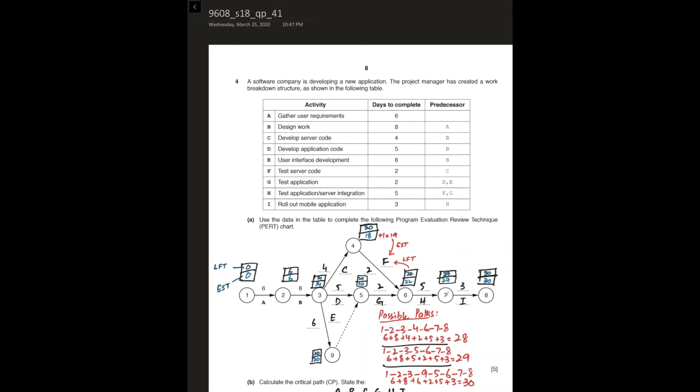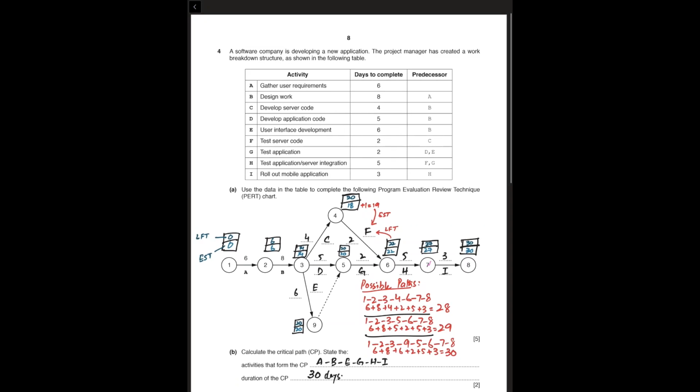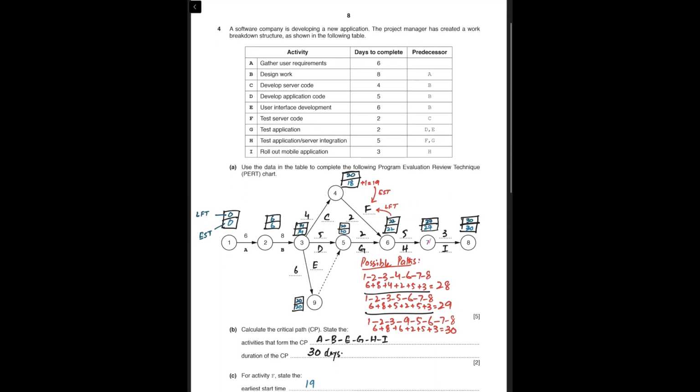This question is from Summer 18's QP41. Question number 4 says a software company is developing a new application. The project manager has created a work breakdown structure as shown in the following table. This table is no different than any other table showing the activity, activity description, days to complete, and predecessors.